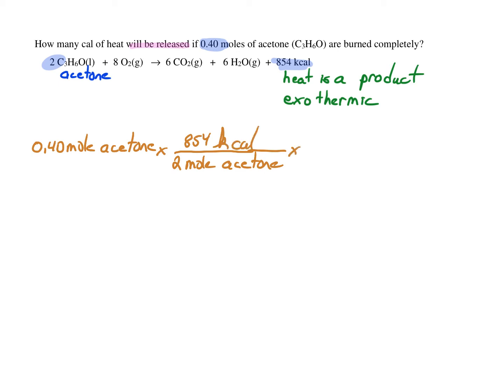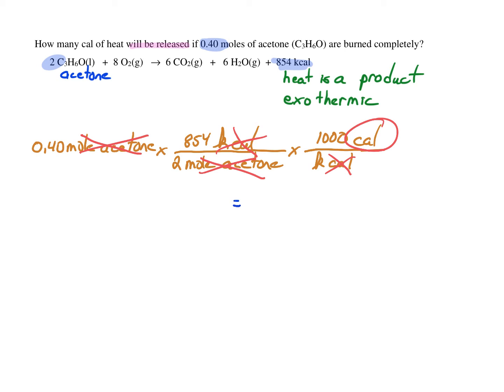Now we need to convert kcals to calories because we want our answer expressed in calories. We remind ourselves that a kcal is equivalent to 1,000 calories. Okay, before we do our calculation, let's check out our canceling. And we see a mole of acetone is going to cancel out here. Kcals cancel, and the unit that survives is calories, which is what we want.